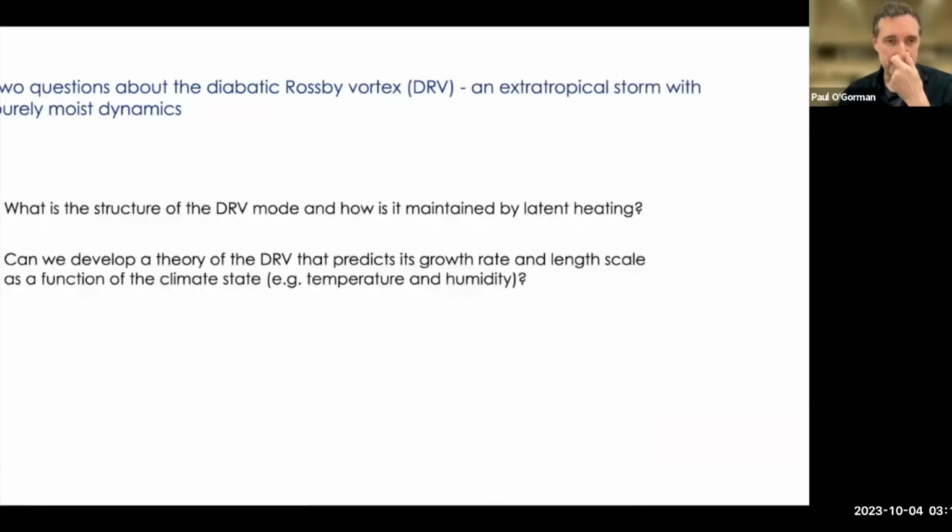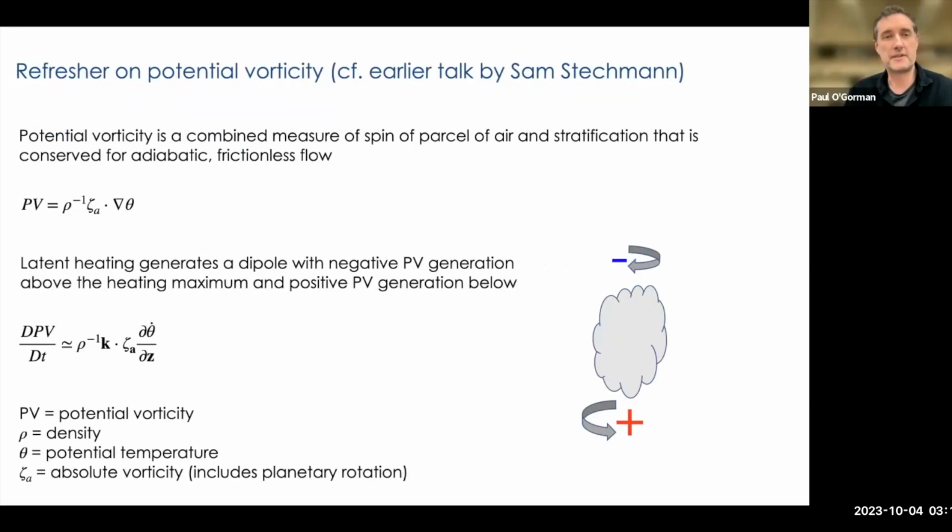Okay, so for the rest of the talk, I wanted to address two questions about the diabatic Rossby vortex. You can think about it as an extratropical storm with purely moist dynamics in a certain limit. So what is the structure of this diabatic Rossby vortex mode we found in the hot climate? How is it maintained by latent heating? And then our main point here is we have a new theory for the diabatic Rossby vortex that predicts its growth rate and length scale as a function of the climate state, by which I mean the temperature profile and the humidity. So I'll start with what is the structure of this type of storm.